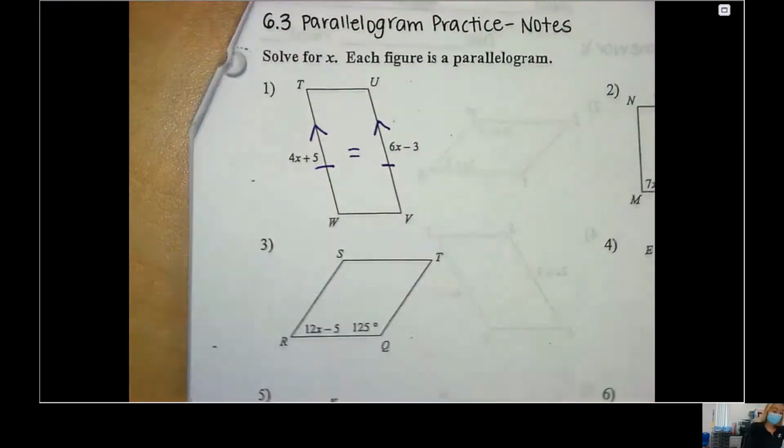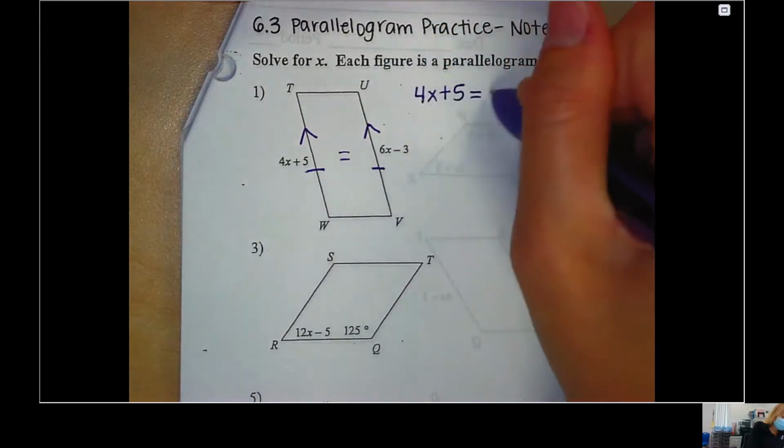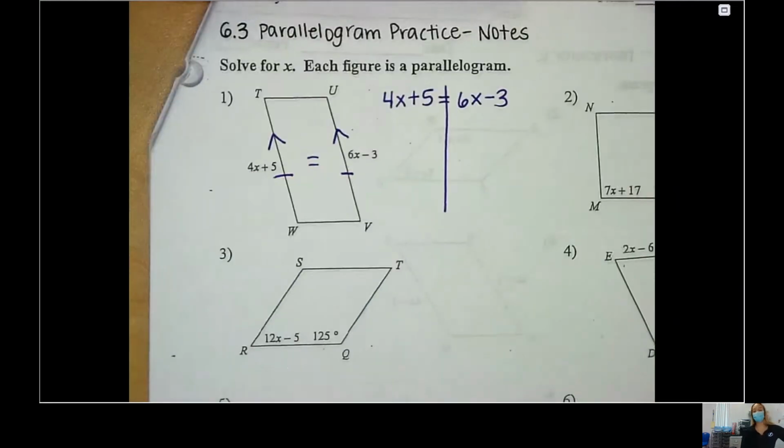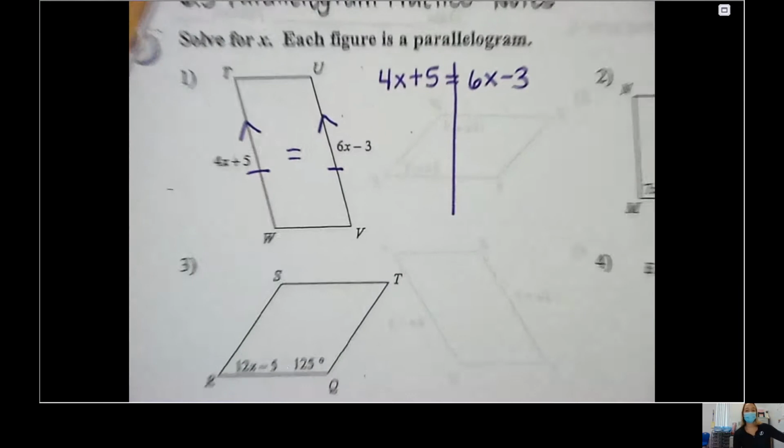That's it. So I'm going to take 4x plus 5 and set it equal to 6x minus 3. It's just going to be a day full of algebra. I'll tell you that right now. That's all it is, algebra. Okay, what should I do first?